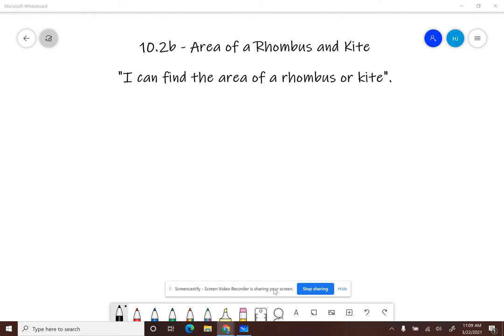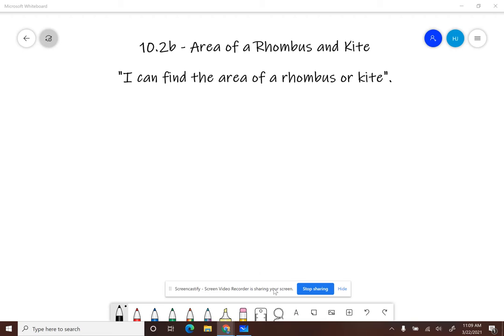All right, guys, so today we're going to be moving on to 10.2b, which is area of a rhombus and kite. And our mission is I can find the area of a rhombus or kite. Pretty straightforward today. Again, we got to do a little bit of understanding about where the formulas even come from, because again, if we just try to remember formulas, it's going to be difficult.